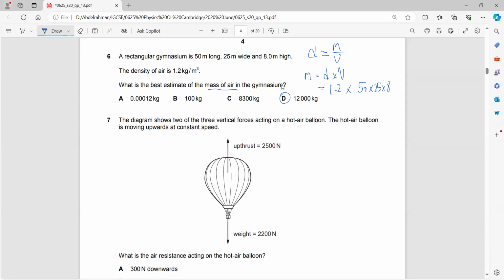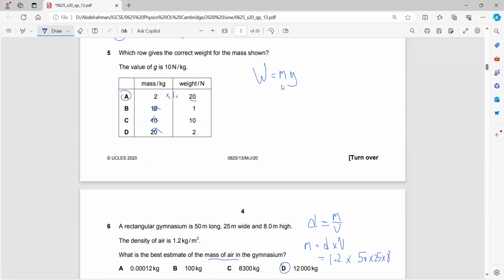Okay. Can I repeat question 5? Yes, I can repeat question 5. Which row gives the correct weight? Weight equals mg. So basically, you need to multiply the mass by 10, or 9.8. I know it's 9.8, but this is an old question, so we used to multiply it by 10.